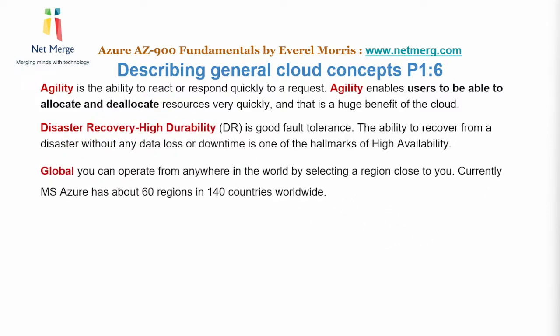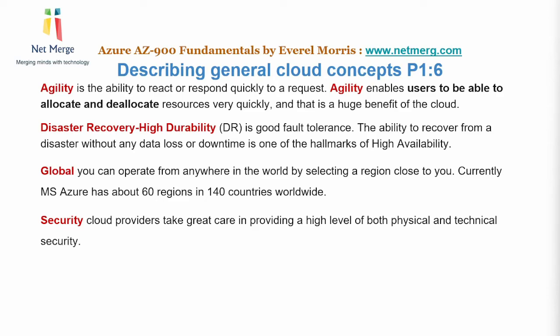Next is global. Because the cloud service providers have a lot of data centers across the globe, they have a global footprint, so they are global. Currently, Microsoft Azure has 60 regions in 140 different countries. There's also security. Cloud service providers take great care in providing a high level of security, both physical and technical security. Physical security would be examples like your security guards and your surveillance cameras. Your technical security would be like your firewall, your password protection for your resources, and that type of stuff. So you understand security in the cloud.